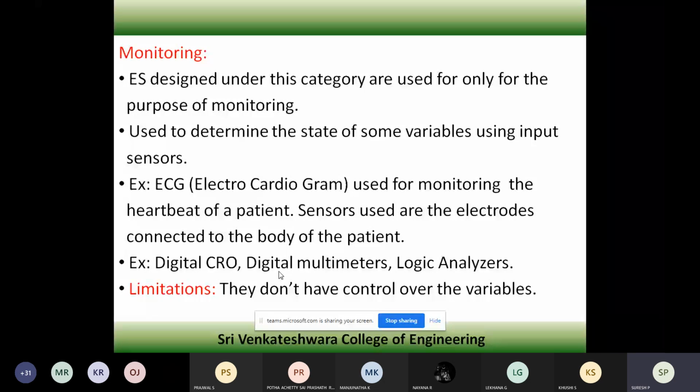The example is ECG, which stands for electrocardiogram, or an MRI scan. That is also one of the embedded systems used for monitoring purposes. If you take the ECG, why is it used? ECG is basically used to monitor the heartbeat of a patient. How will the monitoring be done? It depends upon the sensors used there. The sensors will be electrodes connected to the body of the patient.